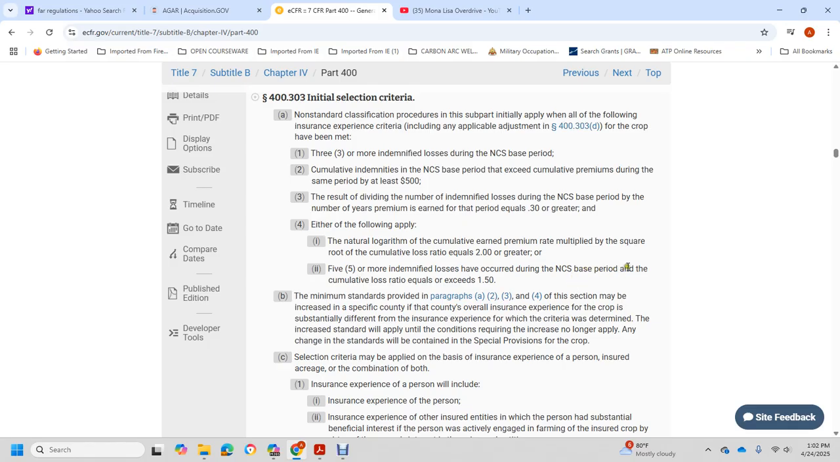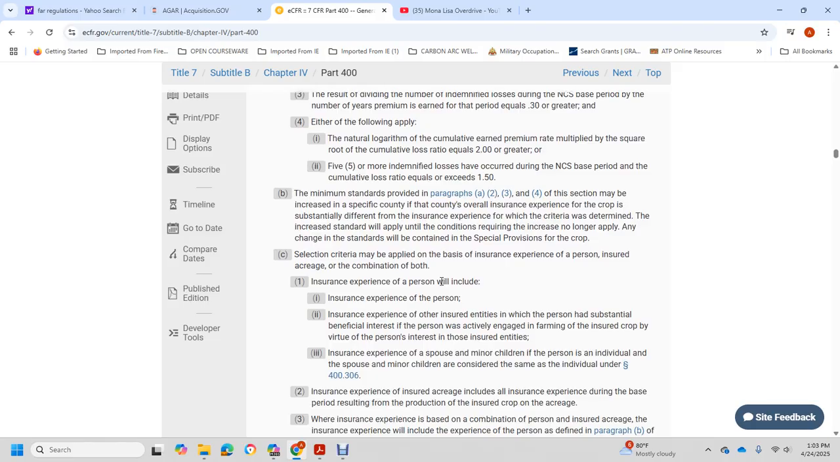non-standard classification standards base period, the cumulative loss ratio exceeding 1.5 of the minimum standard provided in paragraphs A2, A3 and A4 of this section. It may be increased for a specific county for the county overall insured experience where there is a substantial difference in the insured experience criteria. The increased standard applies until the condition for the increase no longer applies.